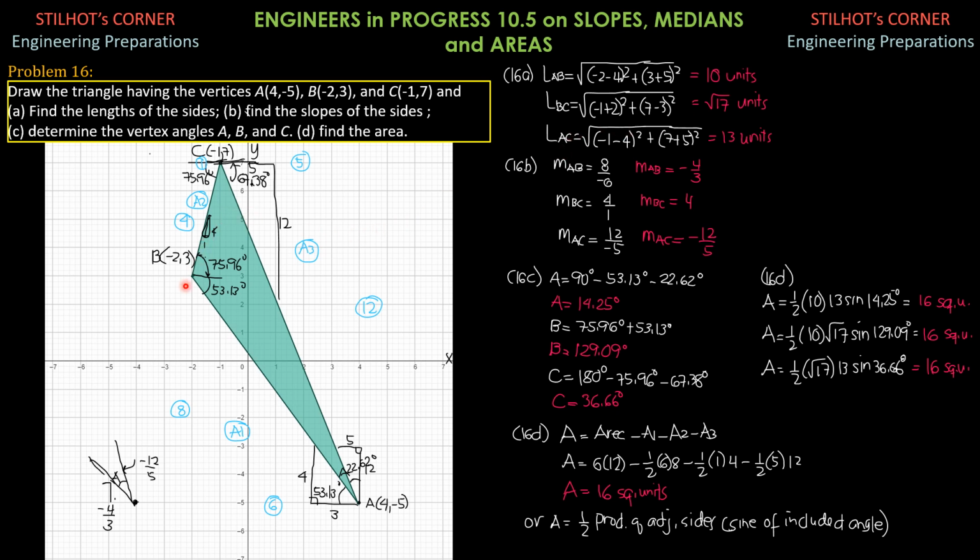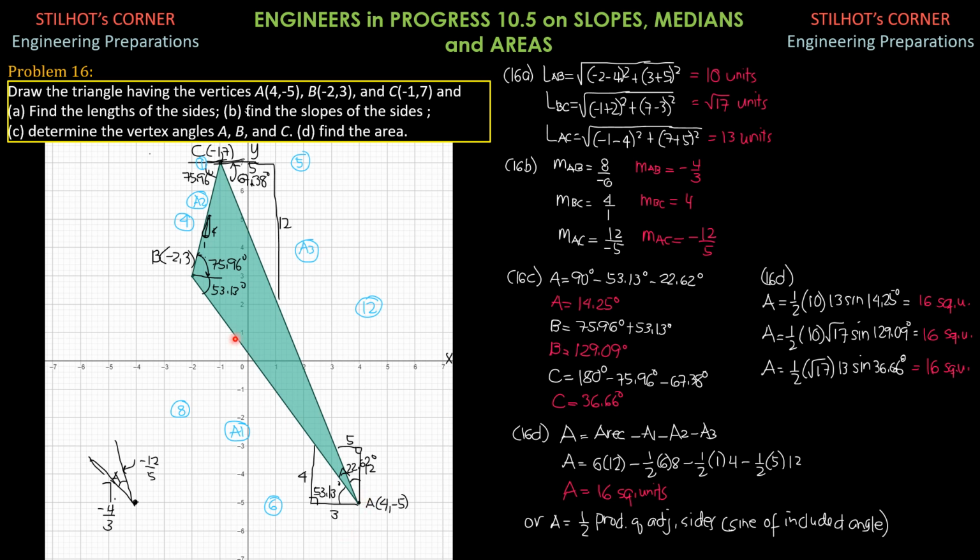Length of BC is C first, square root of (-1 minus -2), so (-1 plus 2) quantity squared plus (7 minus 3) quantity squared. So it is the square root of 17 units. Length of AC, so C first: (-1 minus 4) quantity squared plus (7 minus -5), so 7 plus 5, quantity squared. So it is 13 units.